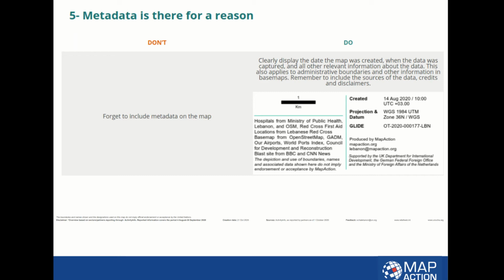There's a couple of examples here. On the right hand side, this is a standard metadata block that MapAction produces, and it shows things which are particularly relevant to mapping, including things like the projection and the scale, but it also shows some standard data, including attribution of individual data providers, a credit for our donors, for MapAction donors, and things like dates and contact details.